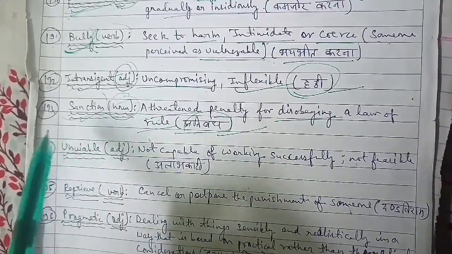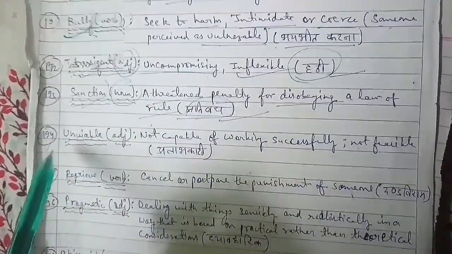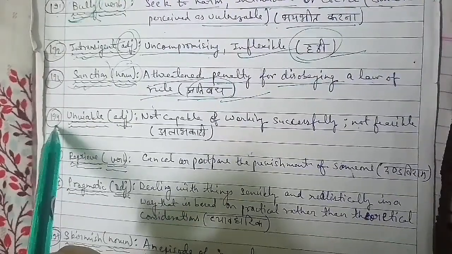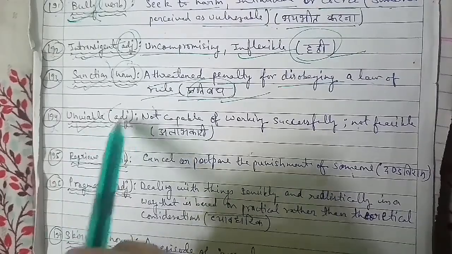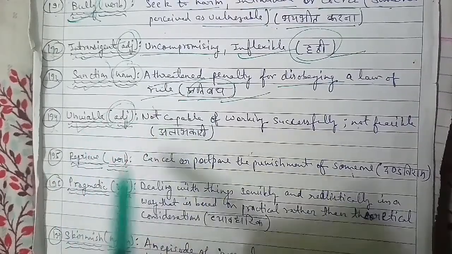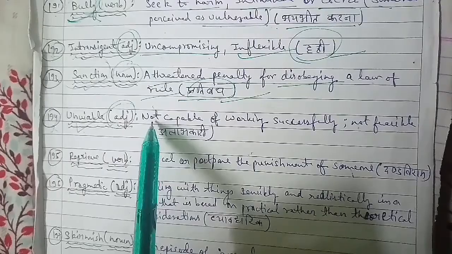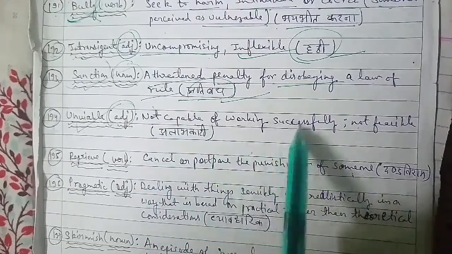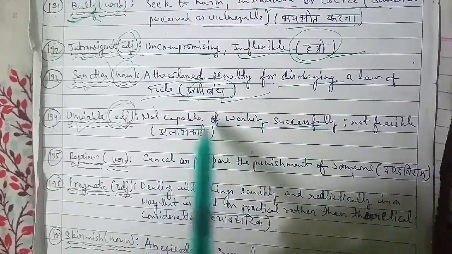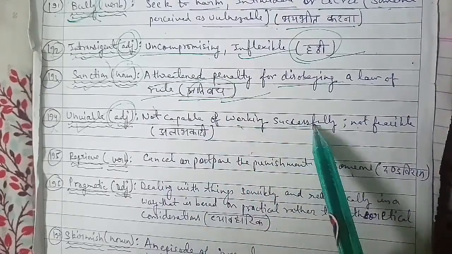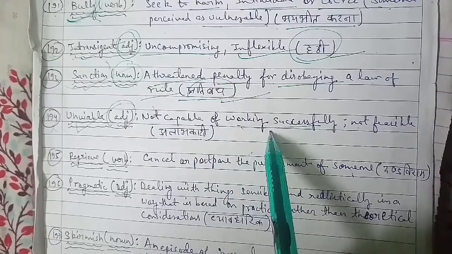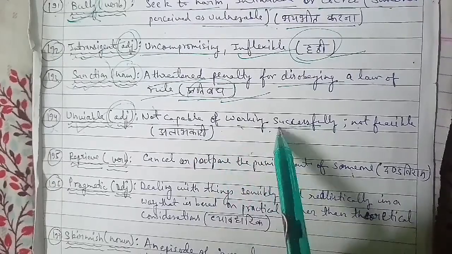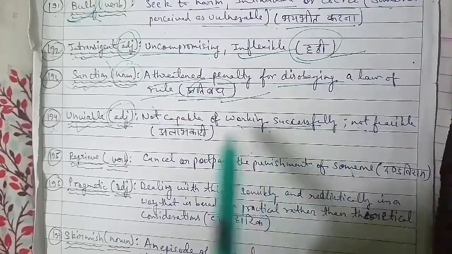Now the next word is the 194th, unviable. Unviable is used as an adjective, and the meaning of unviable is not capable of working successfully. If someone is not capable of working successfully, then this word is used there. And not feasible, in Hindi you can say kaam na karna, then the word unviable is used there.